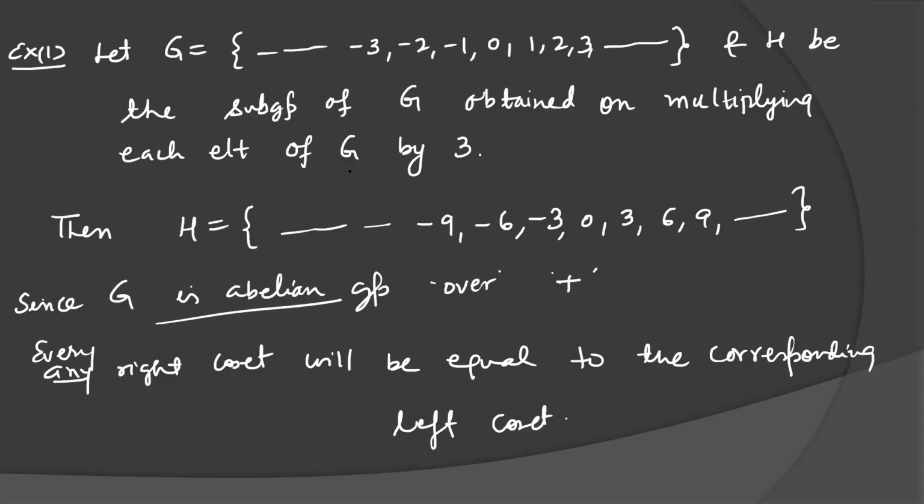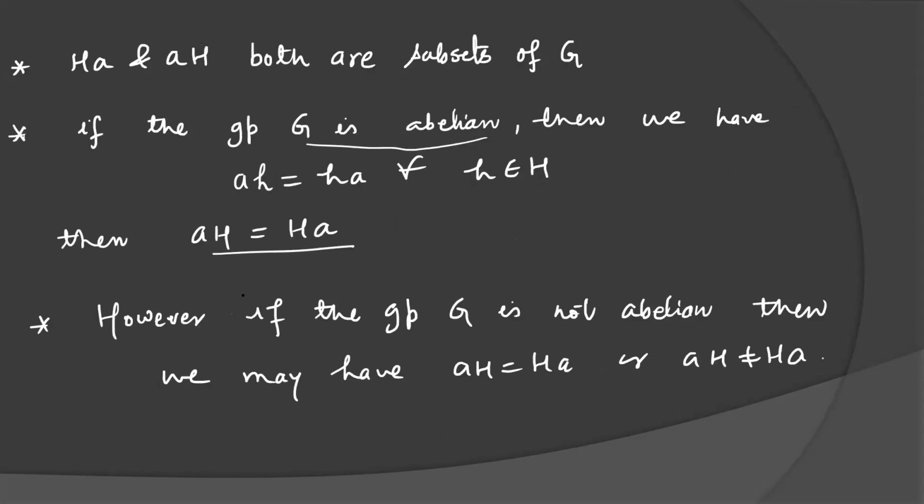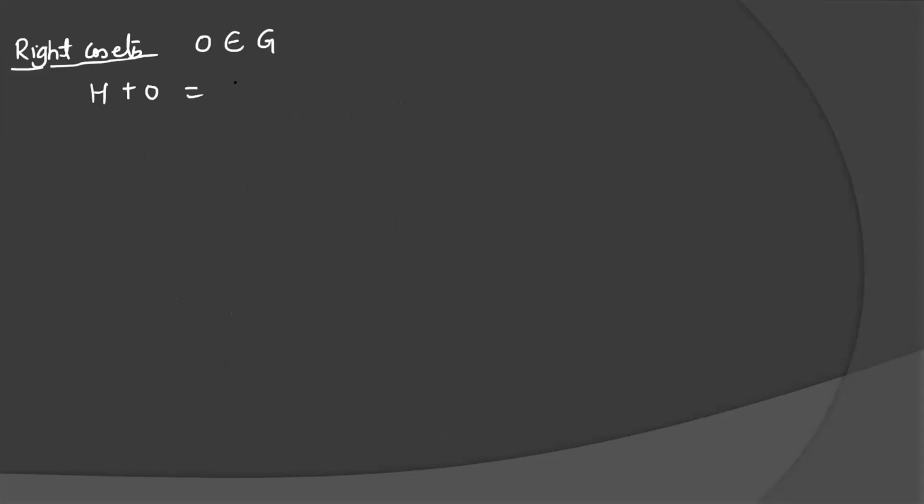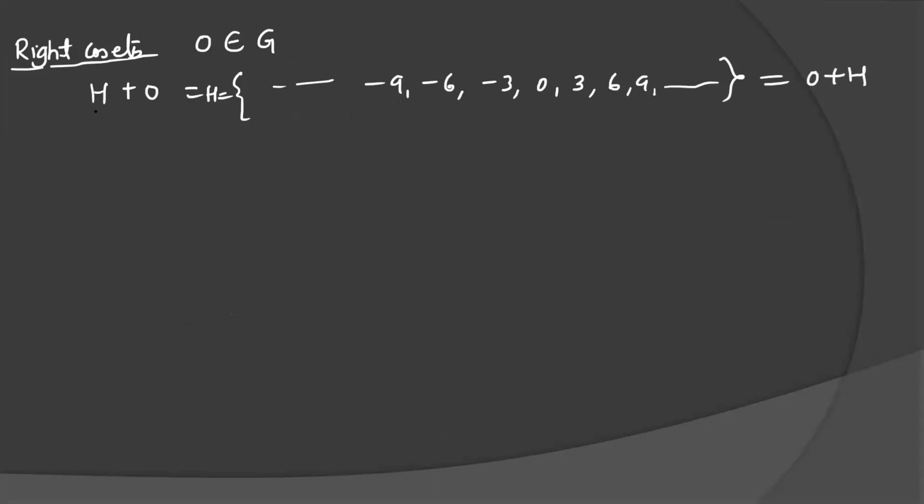First element I am taking from the group is 0. So H plus 0, where 0 belongs to group G. I told you this definition will be H plus A if the operation is addition. Here the operation is addition. If you add 0 to H, you will get H only, there will be no change. So it will be -9, -6, -3, 0, 3, 6, 9, and it will be equal to 0 plus H also. This is the right coset of H generated by 0, and this is the left coset of H generated by 0.